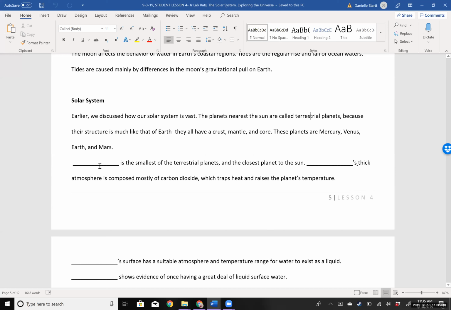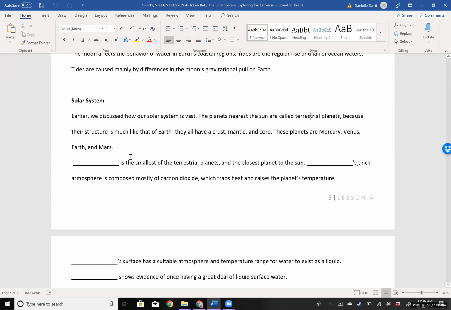Okay, now we know which is the smallest and the closest to the sun because we can look at the graphic. And this one talks about atmosphere. This one talks about water existing as a liquid. And this one shows evidence of a great deal of water on the surface once before. Okay, there's only one planet where water exists as a liquid. And I think you can figure out which one that is because you've seen water as a liquid. And unless you've traveled to space, I'm pretty sure you know what the answer will be for this one right here. All right, so now we know this one and this one.